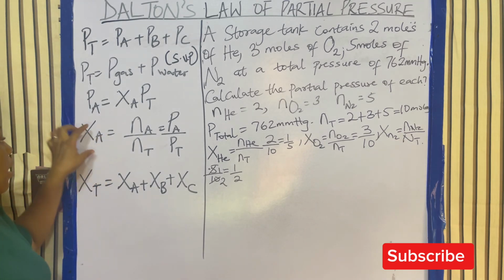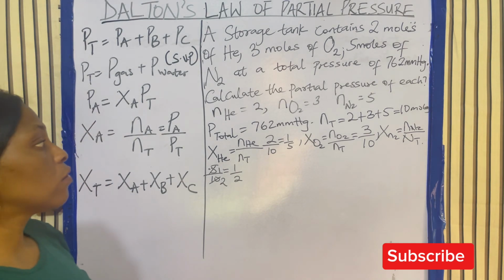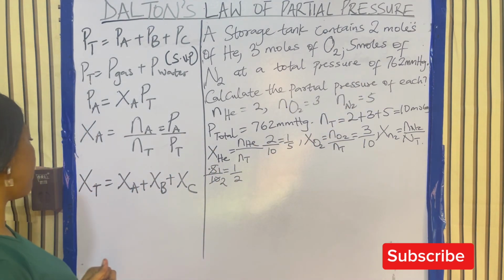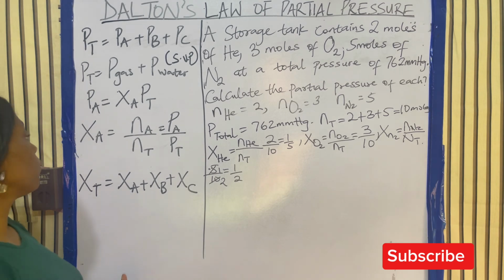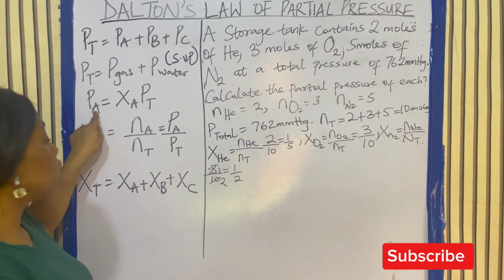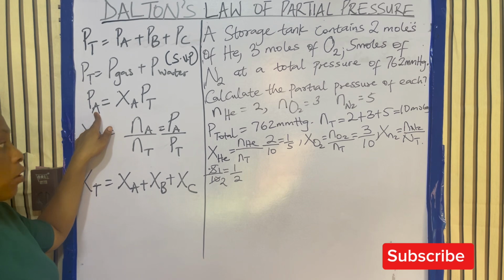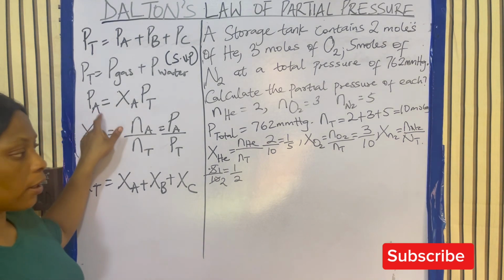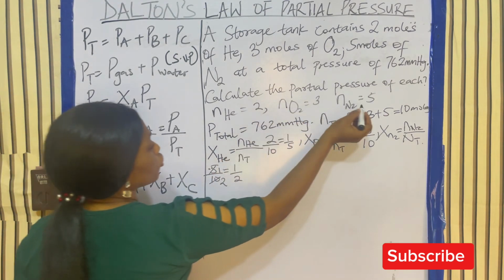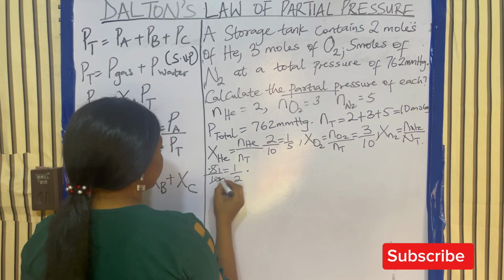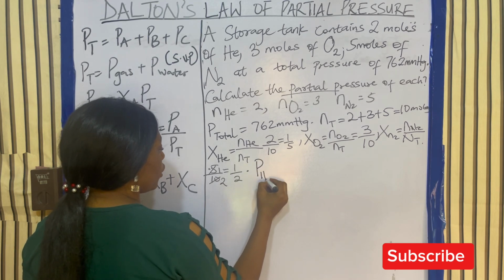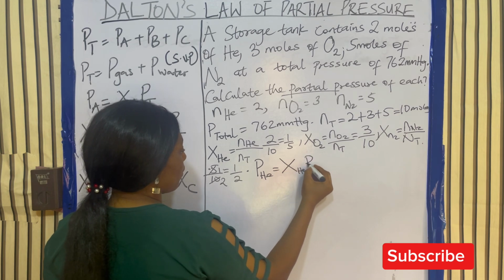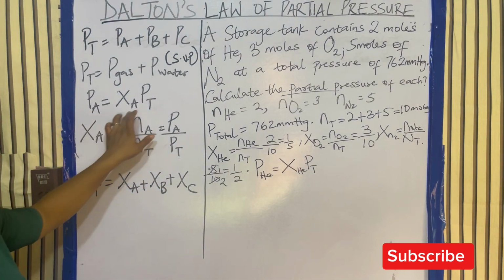Now we have gotten our mole fraction, but the question says we should find the partial pressure. So to find the partial pressure, what are we going to do? We are going to use this formula to find the partial pressure of each of the gases. Let's begin with helium. The partial pressure of helium is going to be mole fraction of helium multiplied by P total, just like you have here.